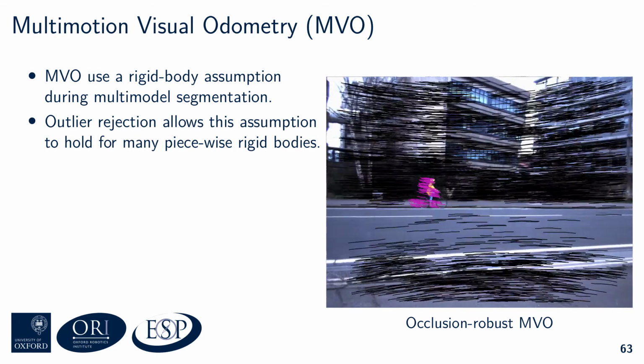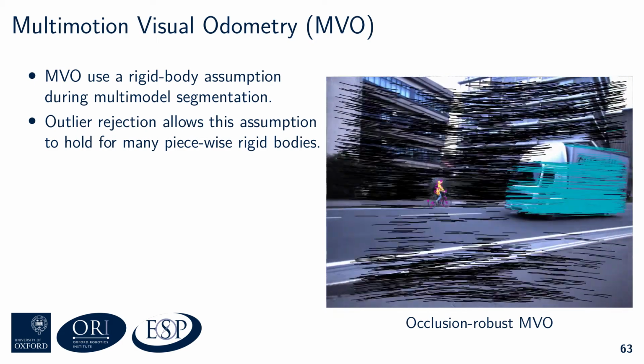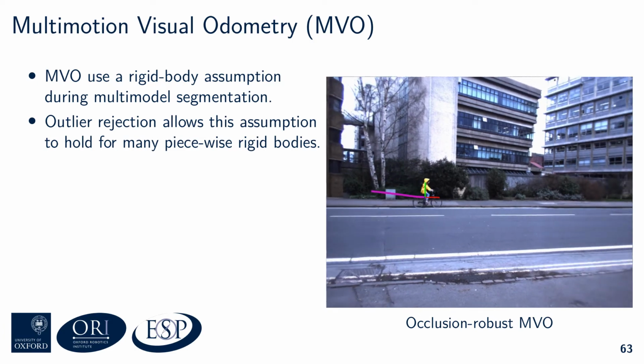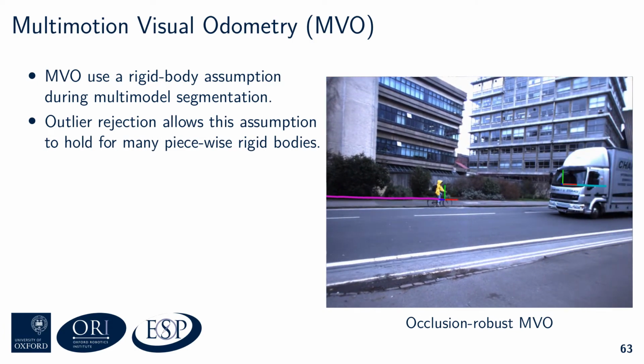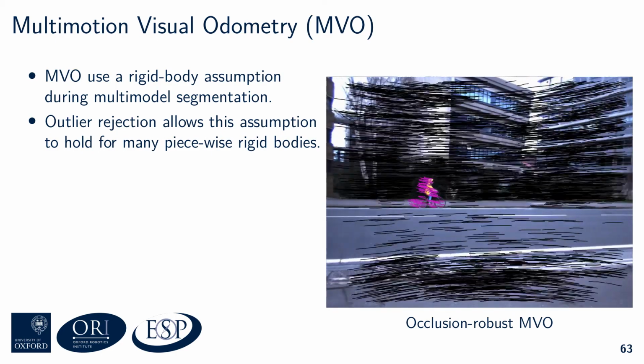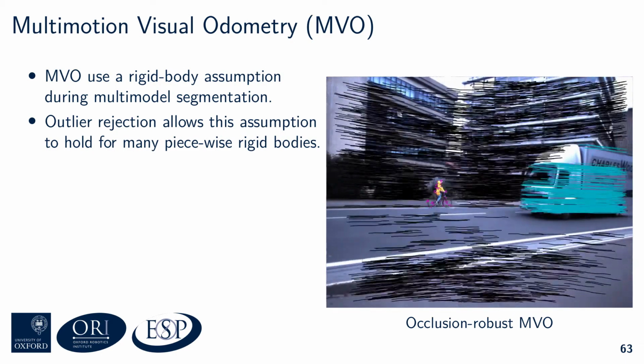Here you see occlusion-robust MVO on real-world data captured outside the Oxford Robotics Institute. You can see that MVO is able to track the piecewise rigid cyclist as they are occluded by the truck and then reacquire the cyclist when they reappear on the other side.